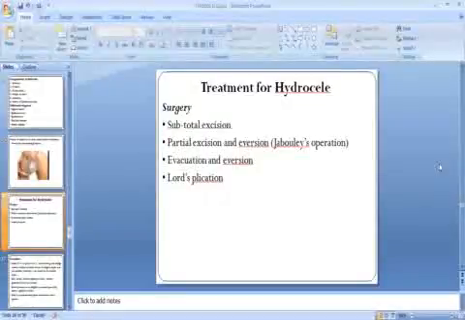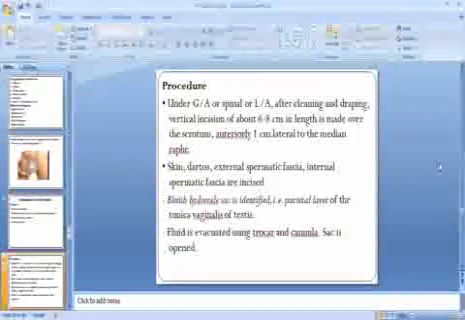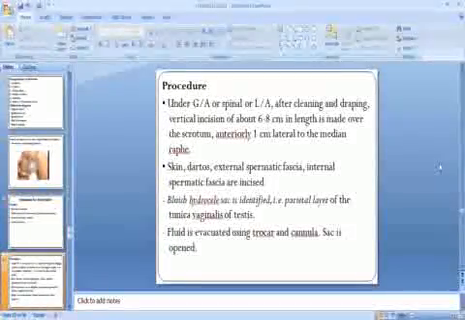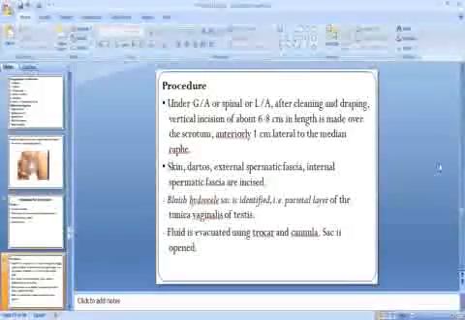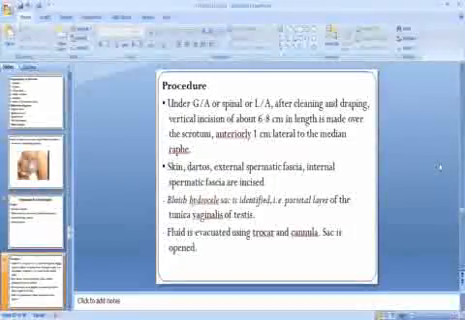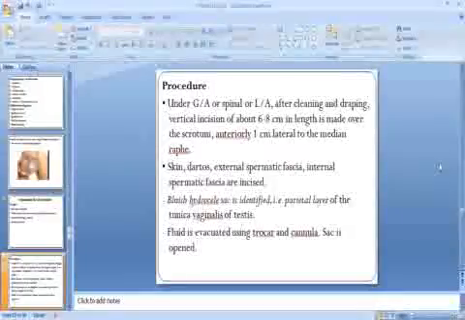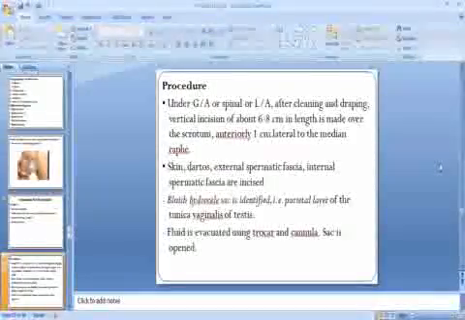Treatment of hydrocele is surgery: subtotal excision, partial excision, eversion. This is called Jaboulay's operation, evacuation and eversion, Lord's plication. The procedure is done under GA, spinal or LA after cleaning and draping. A vertical incision of about 6 to 7 centimeters in length is made over the scrotum, nearly 1 centimeter lateral to the median raphe. Skin, dartos, external spermatic fascia, internal spermatic fascia are incised, and the bluish hydrocele sac is identified.